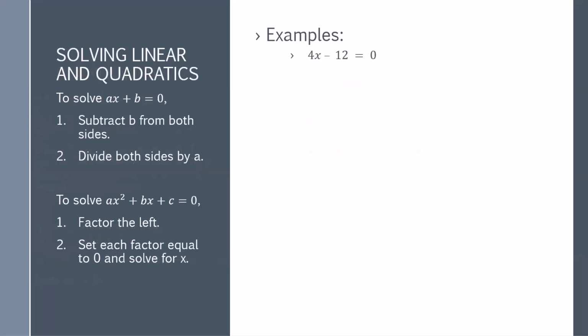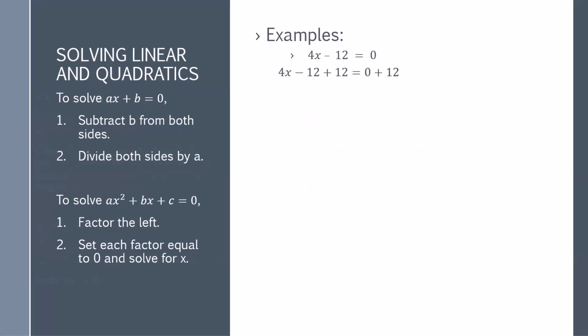To solve equations of the form ax plus b equals 0, begin by subtracting b from both sides, and then divide both sides by a. If we want to solve something of the form ax squared plus bx plus c equals 0, we factor the left, and then we set each factor equal to 0 and solve.